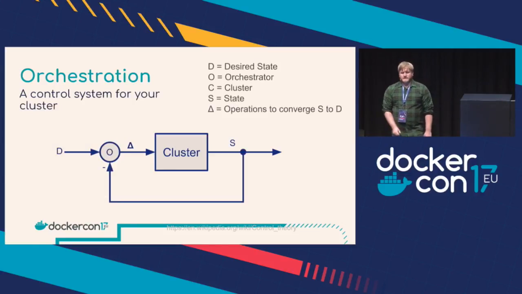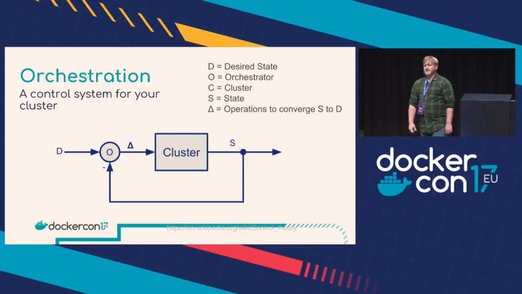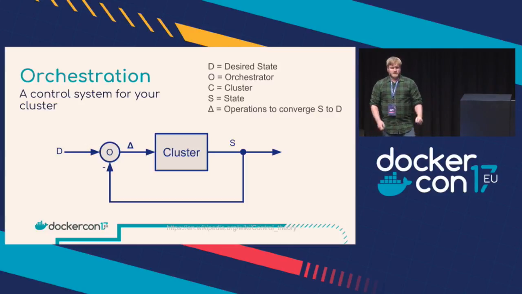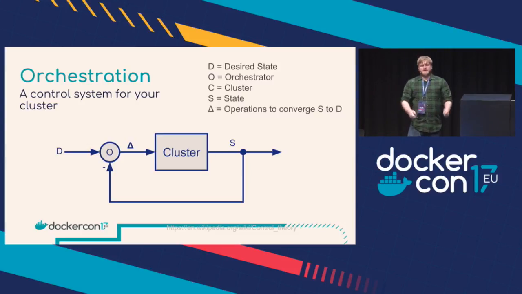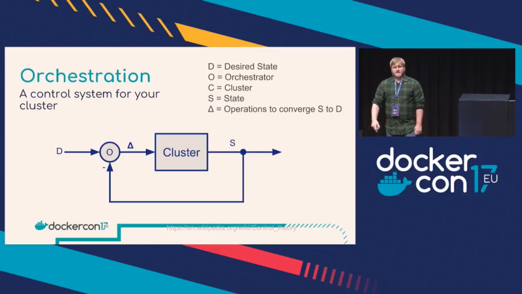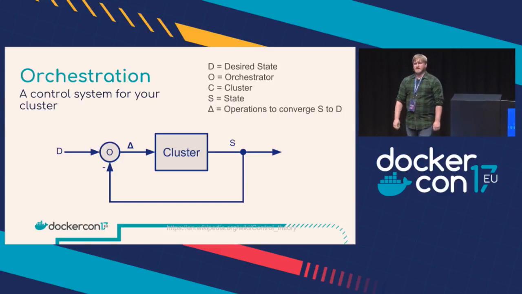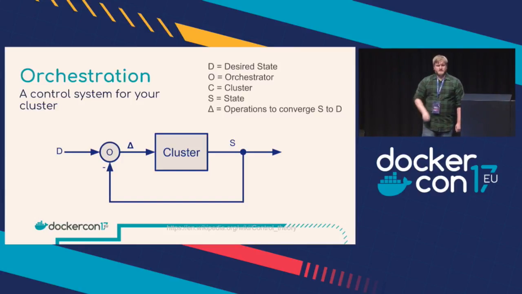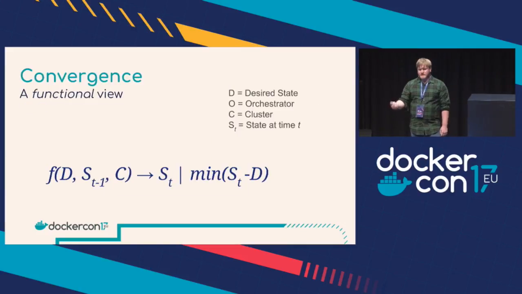It worked up until a point, but it turns out there was a much better way, which was based in the Borg paper. So an orchestrator is basically a control system for your cluster. What does that mean? Basically, you're going to be taking a desired state input. You put that into an orchestrator, and that generates a set of operations that you apply to your cluster. And then your orchestrator observes those operations as the state S, and that gets fed back into the orchestrator, and it generates new operations to control your cluster.